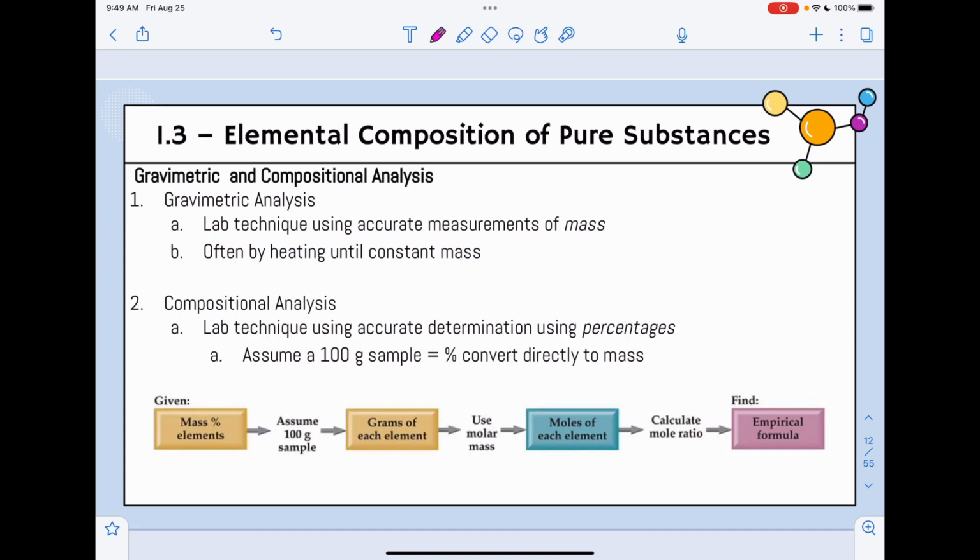So when we go to figure out what these ratios are going to be, we have 2 different types of lab analysis technique. We've got gravimetric analysis, which is where we use accurate measurements of mass, often heating until a constant mass. We're going to do this in lab next week, where we are going to dehydrate a particular compound and make mass measurements to then look back at what its original formula was.